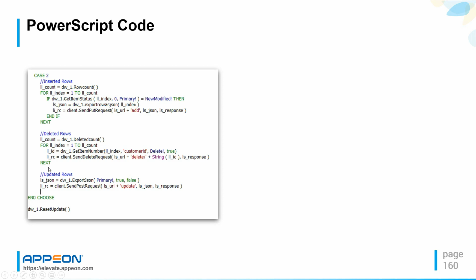This just gives me a list of updated rows. Now it doesn't tell me what the updates are. Remember, this is plain JSON. I'm just sending back the updated rows. Now it doesn't tell me what columns have been updated, I should say.